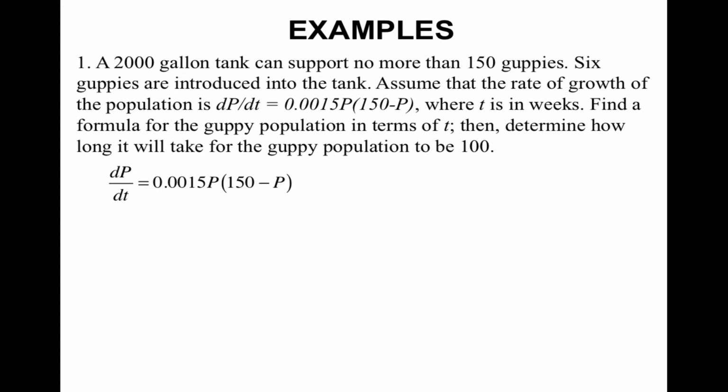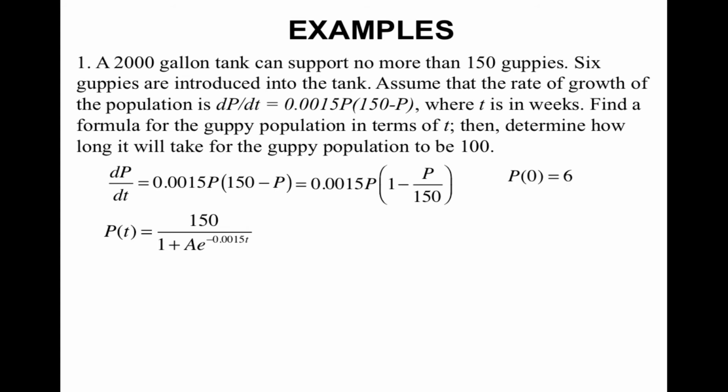All right, so here is our differential equation. And notice that it doesn't quite exactly look like our logistic growth differential equation because we're supposed to have a 1 right here. But I can make this one by dividing by 150, since that is my carrying capacity. So now I have, so far, P of t equals 150 over 1 plus A e to the negative 0.0015t. And I need to find A.